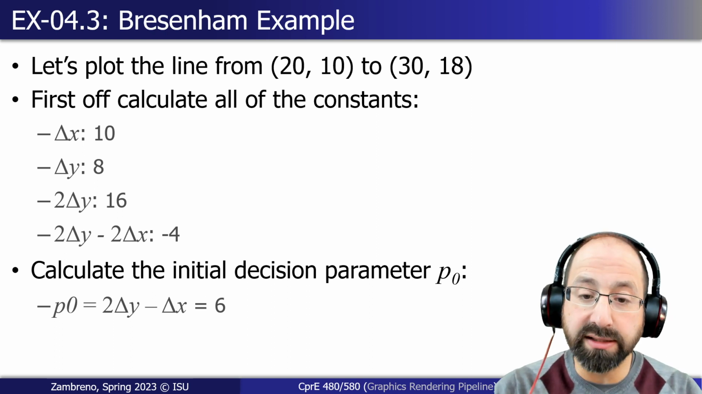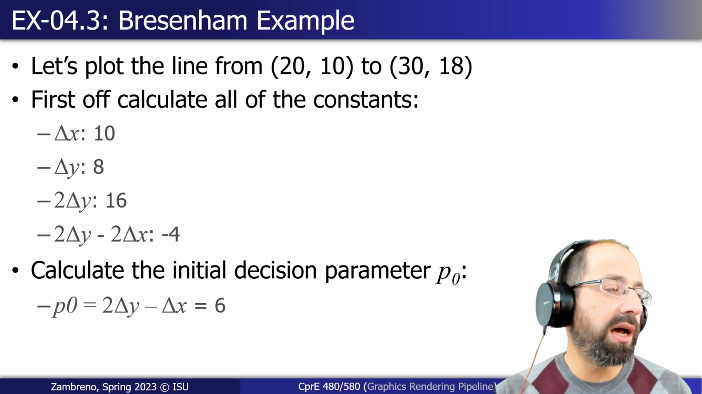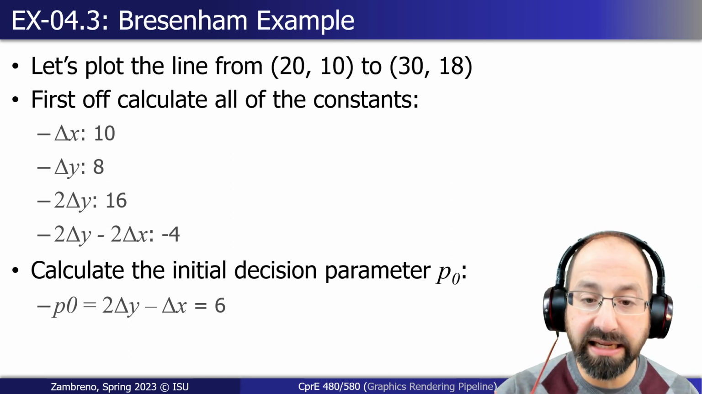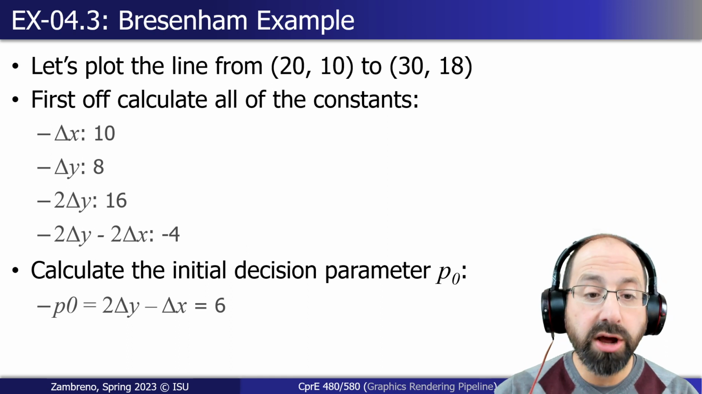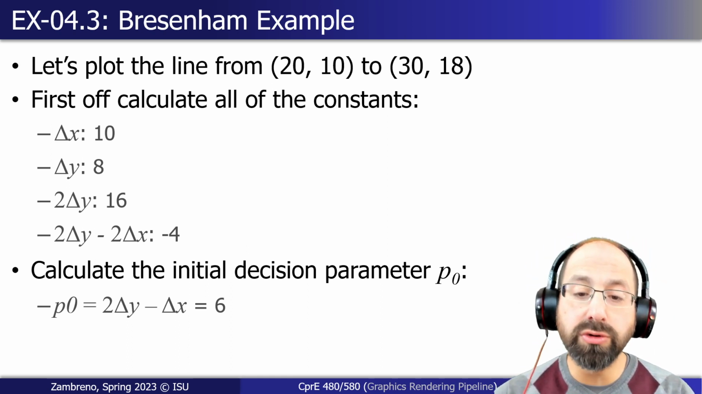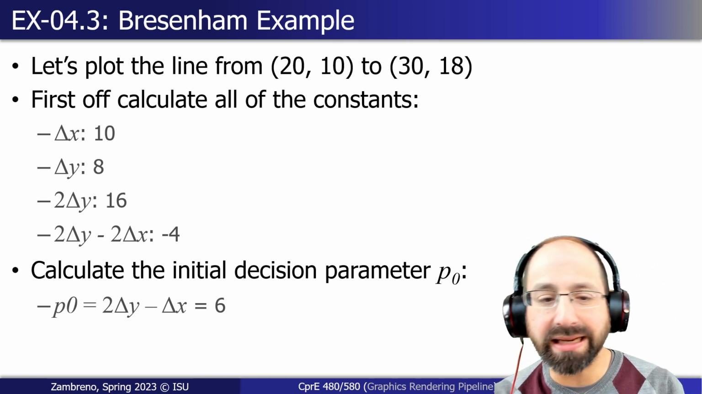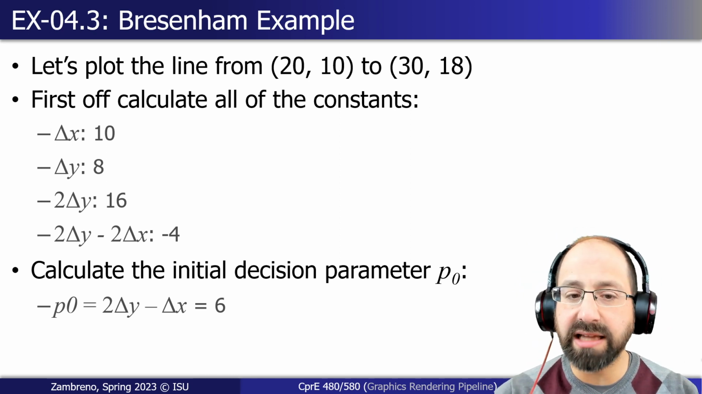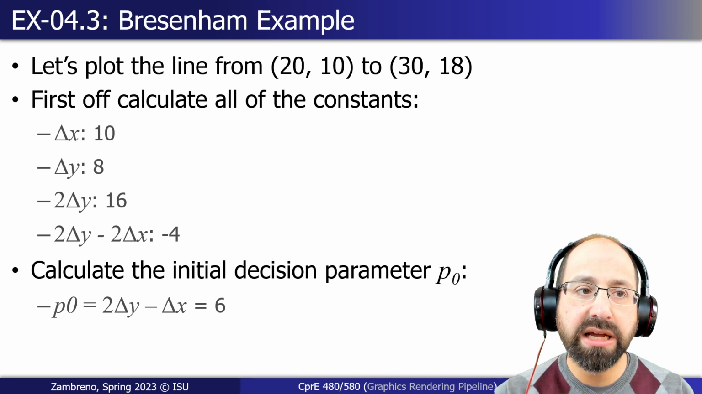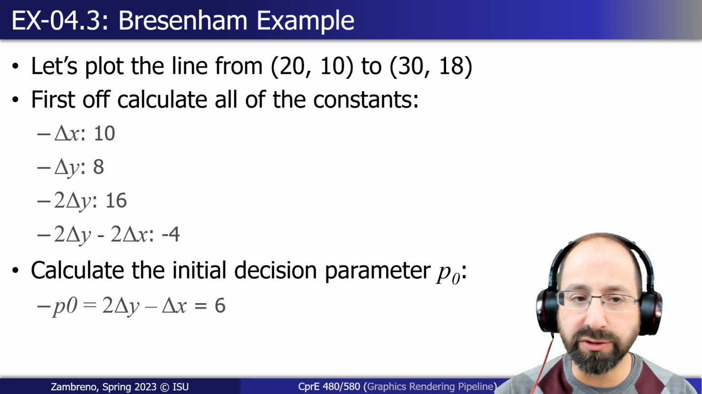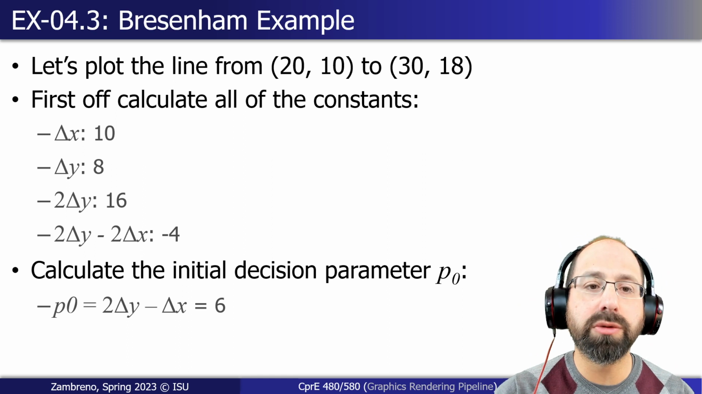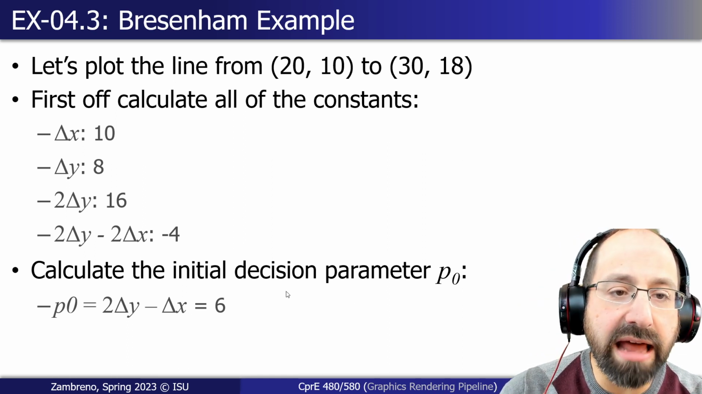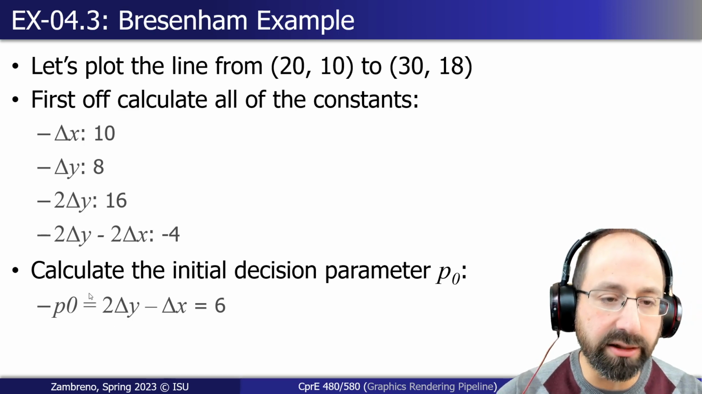This approach requires some initial setup. So given two points in screen space, and here we have 20, 10 and 30, 18, we have to do a little bit of setup. We don't have to calculate the slope, but we do need to know our delta x and our delta y, and consequently our 2 delta x and 2 delta y. But that's just subtraction. So delta x is 10, delta y is 8. We then can calculate our initial value for 2 delta y minus delta x. That's our initial p sub 0 parameter, our initial decision parameter, and that value is going to be 6 here.